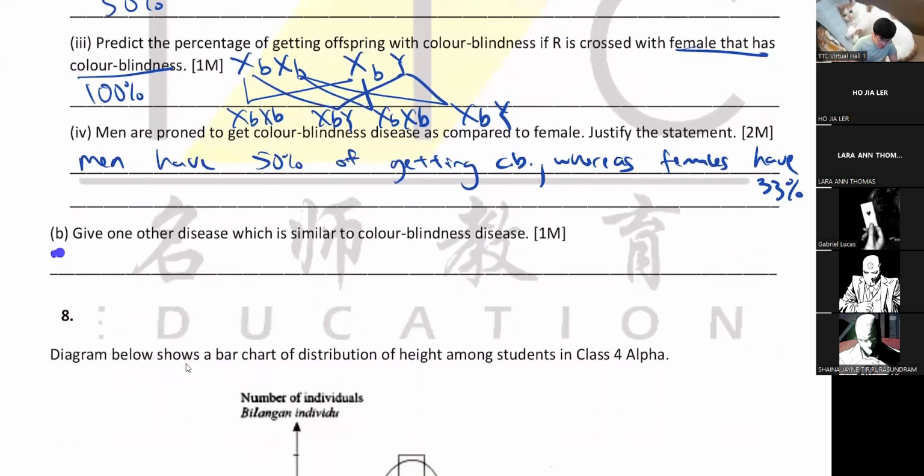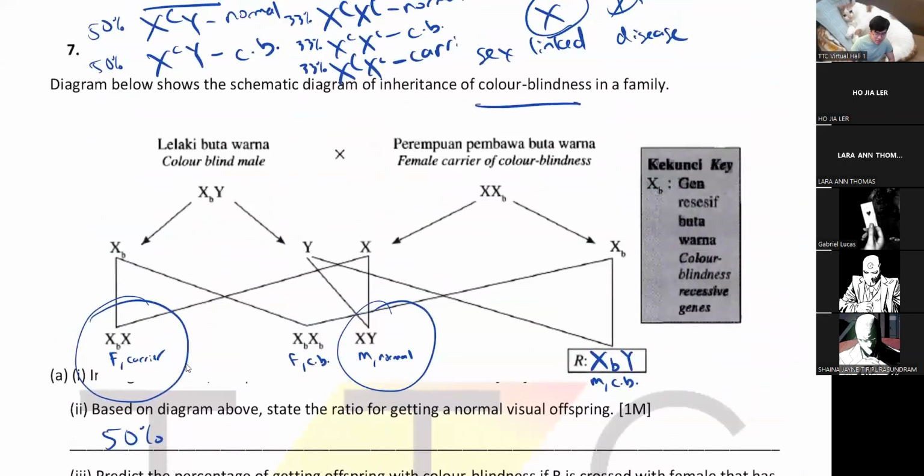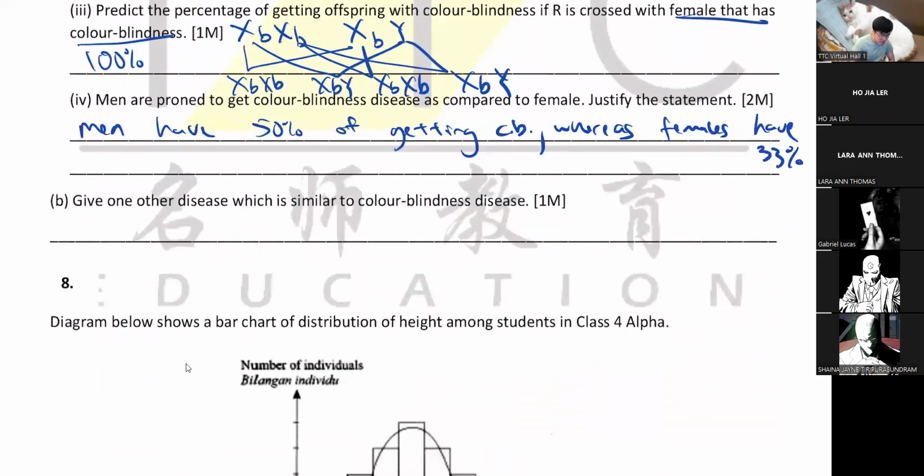All right, so B, give another disease which is similar to color blindness. All right, so what else is sex-linked? There's one more. There's another, which is called hemophilia. If you know what this is, hemophilia is when the person cannot clot their blood normally. Okay, they might bleed to death if they cut themselves. Right, a really rare disease, but it happens.